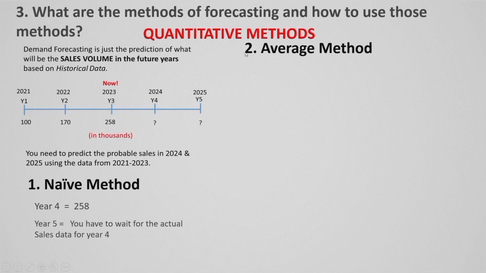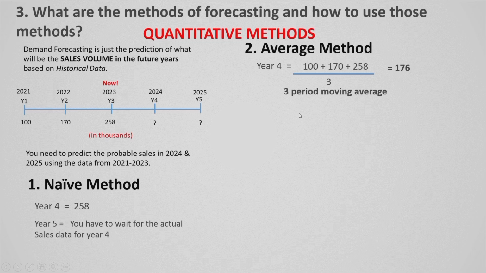Moving forward, the second method of forecasting is the average method, where the forecasted sales in year 4 is just the average of the sales data in the past 3 years. So we have 100 plus 170 plus 258 divided by 3, and we're going to get 176 as the forecasted sales in year 4.